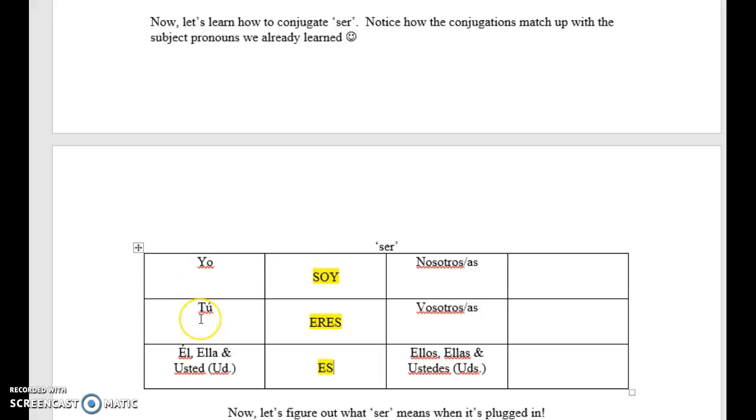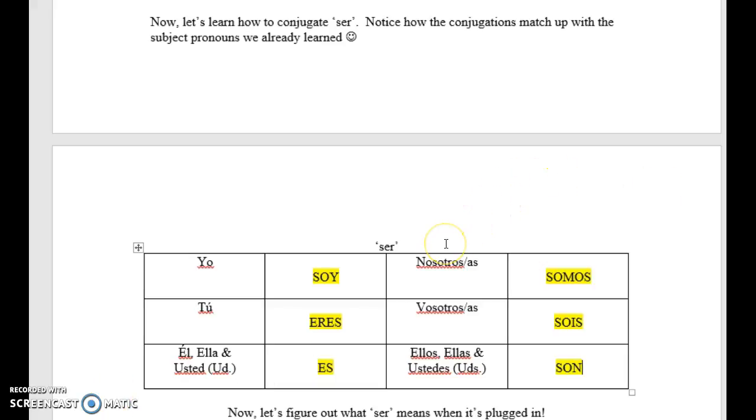If we move down to a second person singular box, we have tú, meaning you, which we've already learned, combined with eres. You have tú eres, you are. Then we go to our third person singular box, our él, ella, and usted. We have él es, he is, ella es, she is, and usted es, you are. Remember, we don't have a subject pronoun it, so if you just say es, you are saying it is.